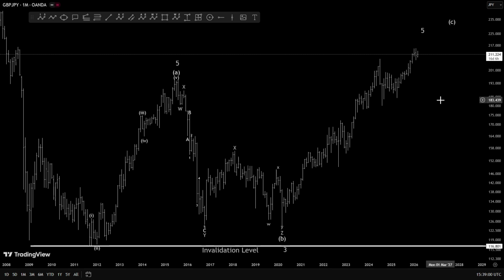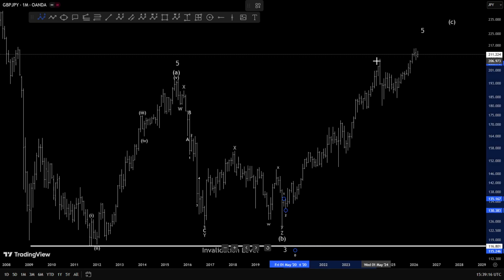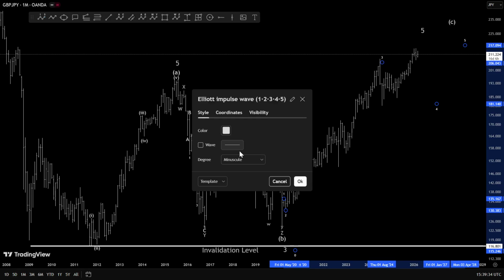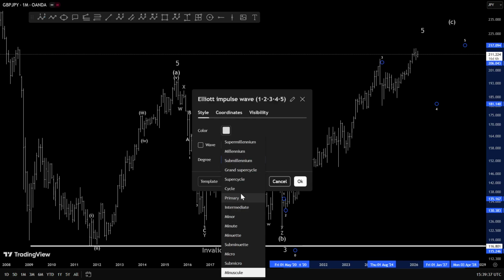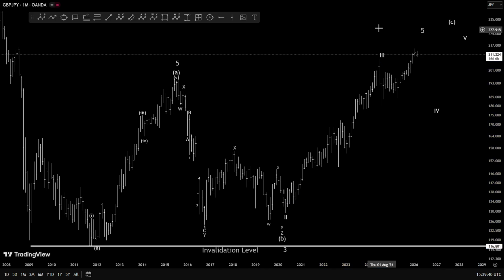Alright, and now let's do the analysis of the last range, which is labeled 1, 2, and this is 3. Corrective structure, this is A, B, and C. We're not quite done with this wave count yet, which means we finished wave 3, but we're not done with wave 4.